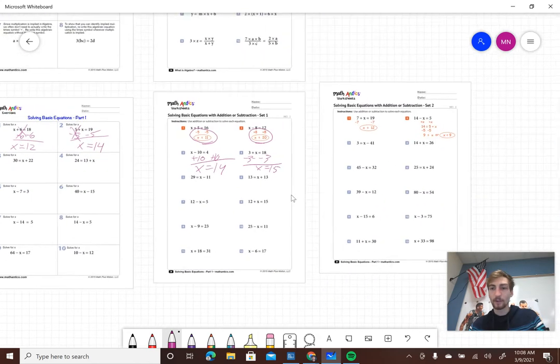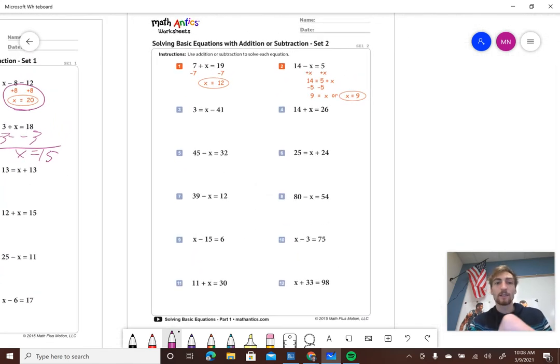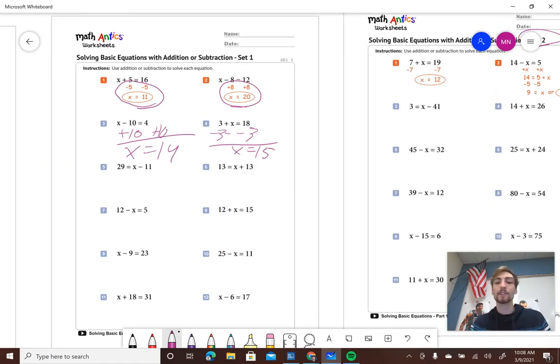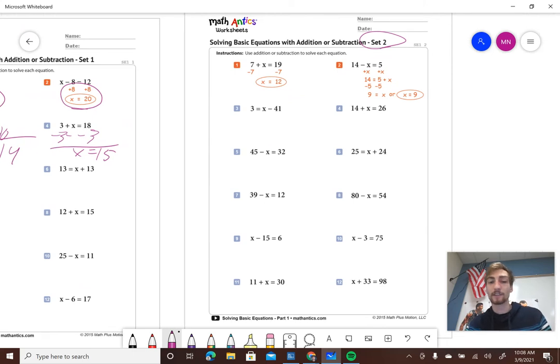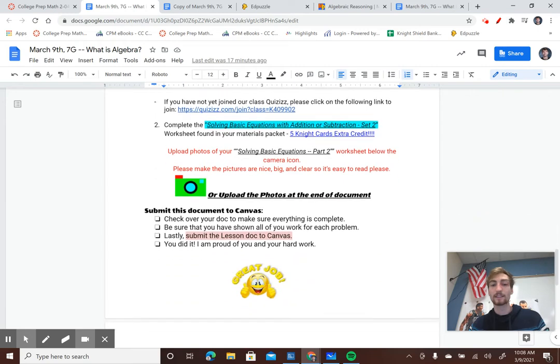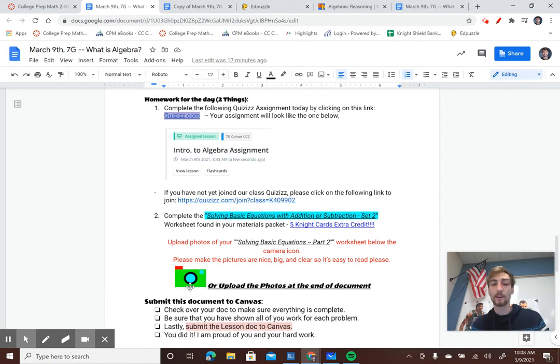And then for homework, but I'm going to make it extra credit, solving basic equations, this is set 2. So just more problems like this worksheet, but this time you can get night cards for them. In fact, you'll get 5 night cards or the equivalent of a bag of chips if you complete this worksheet here, set 2. And then remember, you have to submit these completed worksheets here in Canvas, either at the very bottom or for each little camera icon.